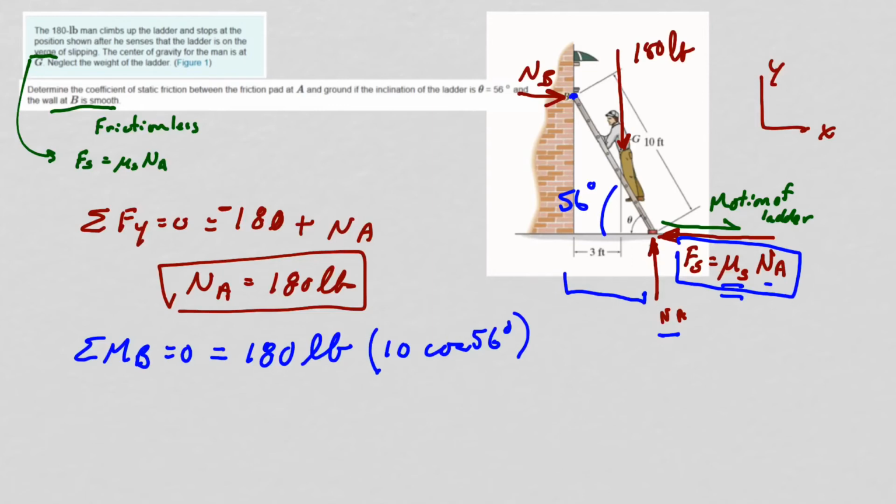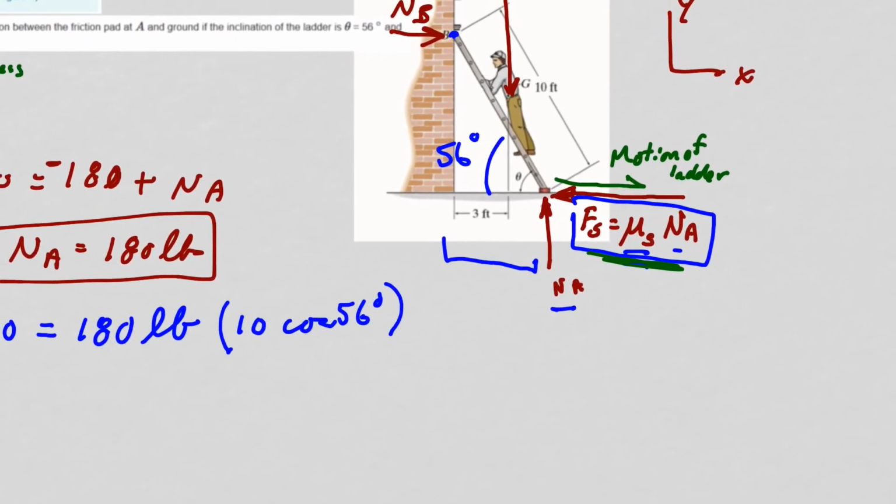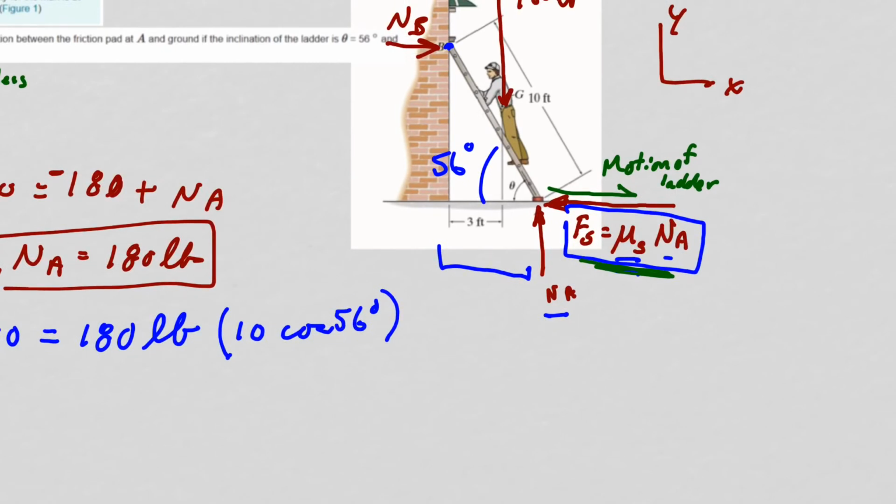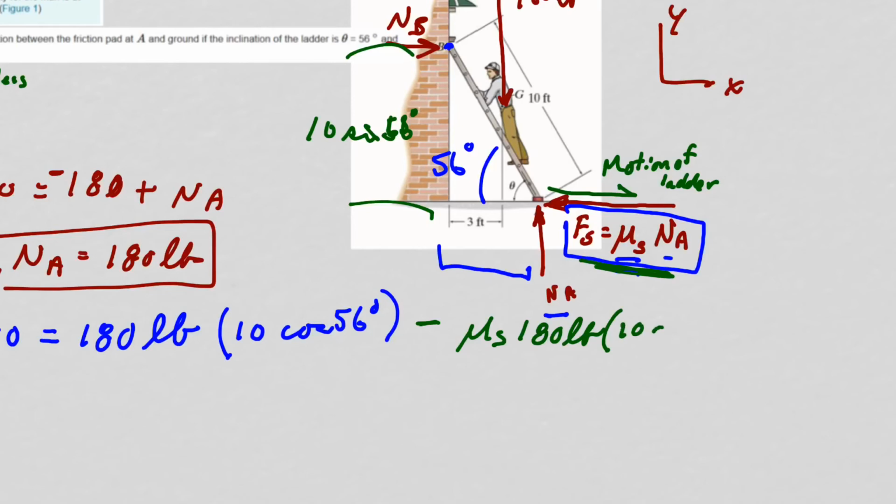Then we have the next one, which is our frictional force. If we look at that, that is going to cause a negative moment, and that is mu s times NA, which is 180 pounds, times the moment arm, which is this height. This height is 10 sine 56. Should be 56, sorry about that. 10 sine 56 degrees.